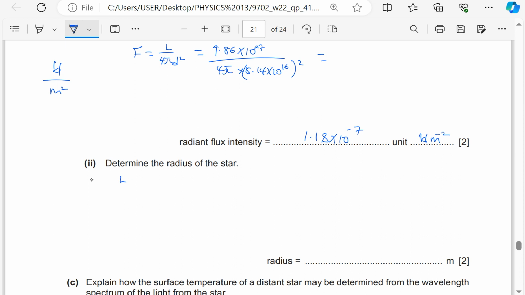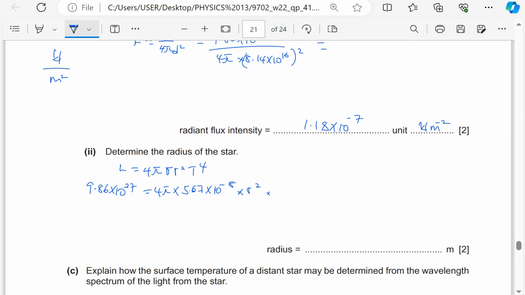So of course I will go to luminosity equals 4 pi sigma r squared T to the power 4. These equations are given in the list of formula. So the luminosity has been given as 9.86 times 10 to the power of 27. This should be equal to 4 pi. Stefan-Boltzmann's constant is given as 5.67 times 10 to the power of minus 8. You can check in the list of constants. Then times the radius squared. Then times the temperature, 9830 raised to power 4.